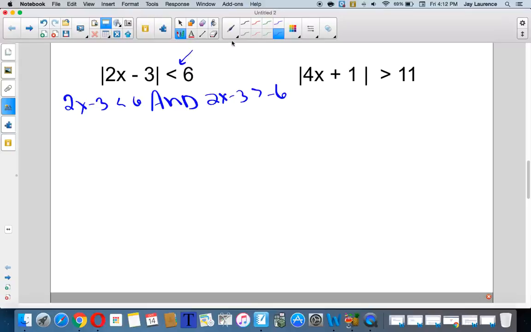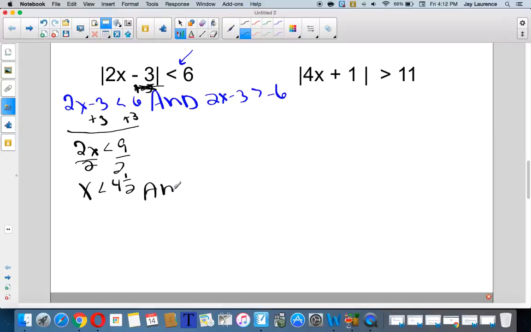By the way, did you notice I didn't do any operations inside the absolute value? I didn't just go plus 3 here. It would be wrong to do that. Do not do this. This is not sound mathematics. You have to write 2 inequalities, then you can start doing your algebraic manipulations. And so I'm going to add 3 to both sides here, and we get 2x is less than 9. Then I'll divide by 2, divide by 2, and x is going to be less than 4 and 1/2.